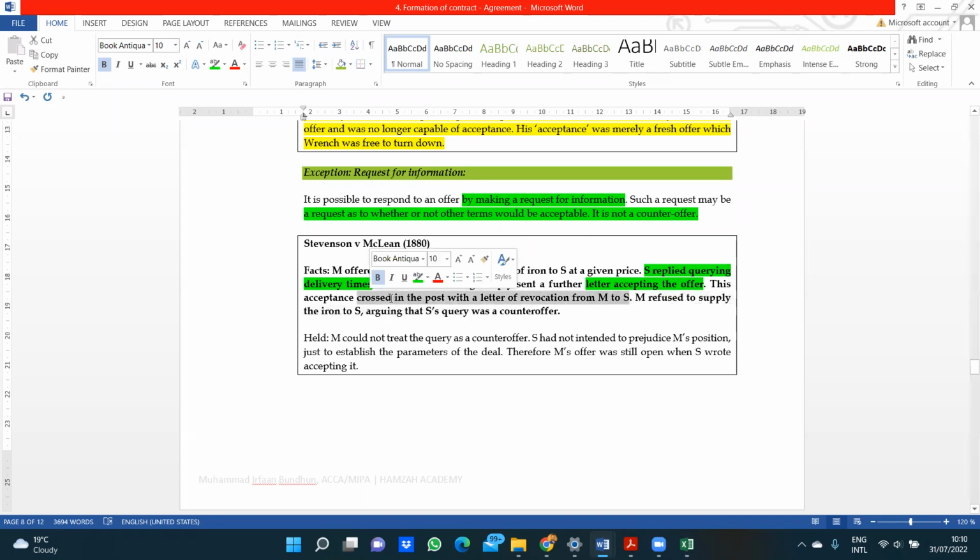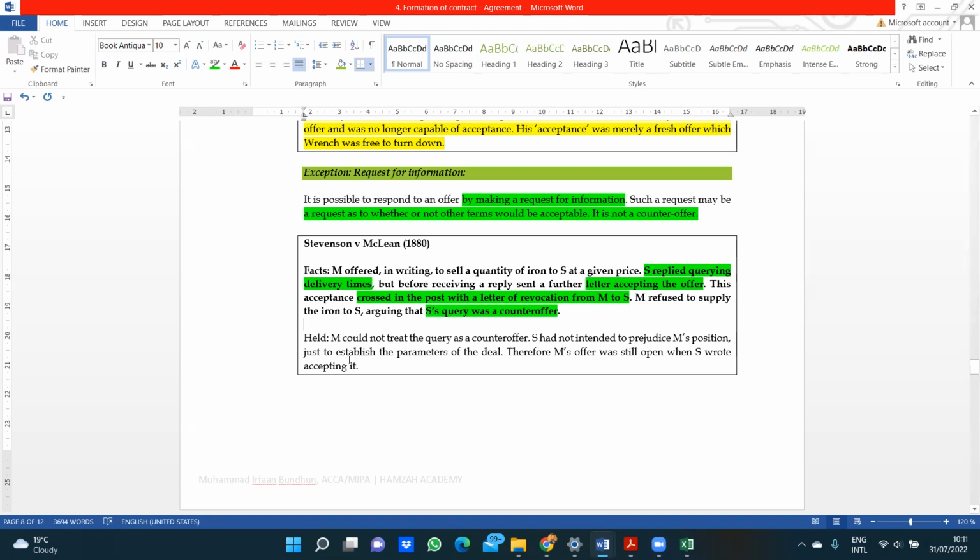When S requested additional information, M sent a letter of revocation. What is a letter of revocation? We will study this later on: they revoked the offer and are not going to move on with it. M refused to supply the iron to S, arguing that S's query was a counter offer. He said that the request for information was a counter offer.